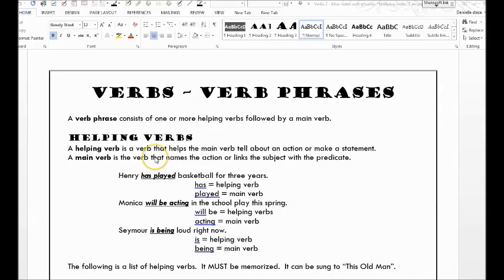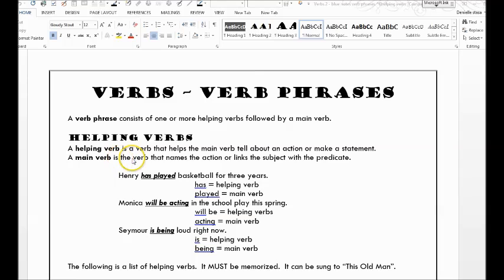Okay, this lecture is on verb phrases. A verb phrase consists of one or more helping verbs followed by a main verb. Any phrase is a group of words that are working together for one task. In this case, we'd have a group of words working together to function as the verb. So a helping verb is a verb that helps the main verb tell about the action or make a statement. Its job is to change the tense or to change active to passive, make a verb conditional, etc.